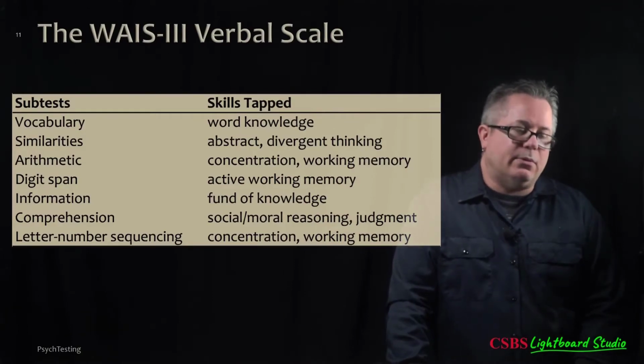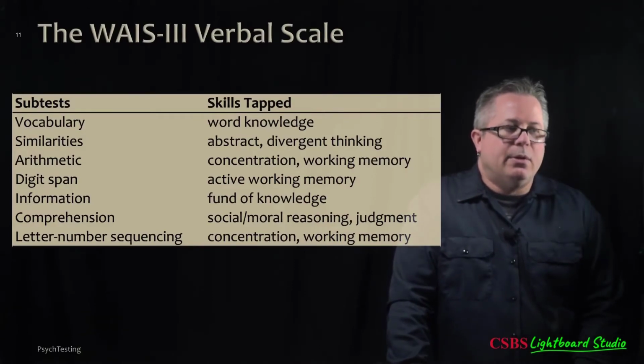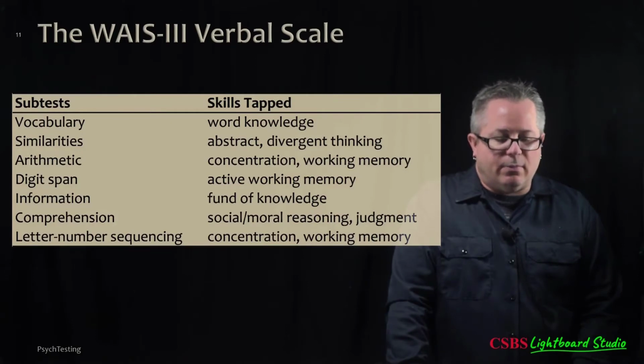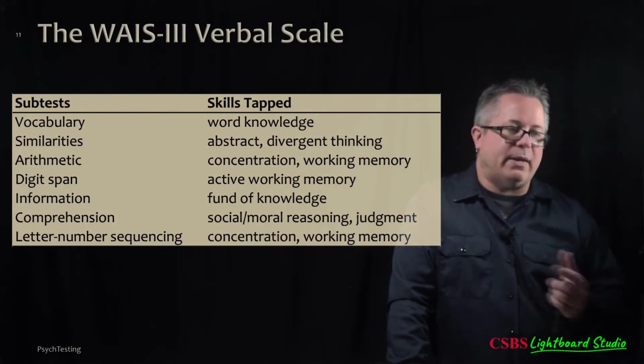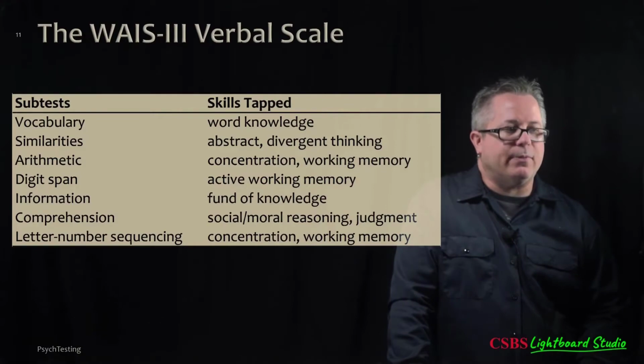The arithmetic looks at concentration and working memory. Digit span, again, is being able to remember spans of digits. It looks at working memory, stuff like that.